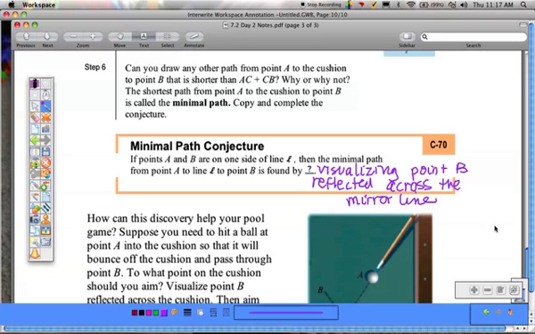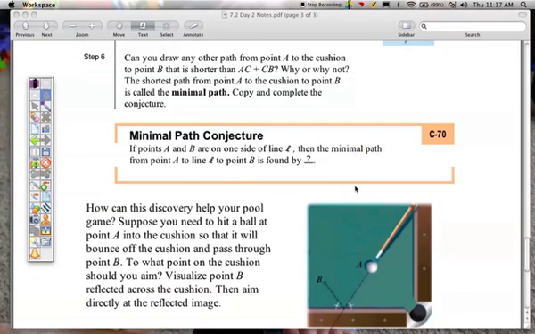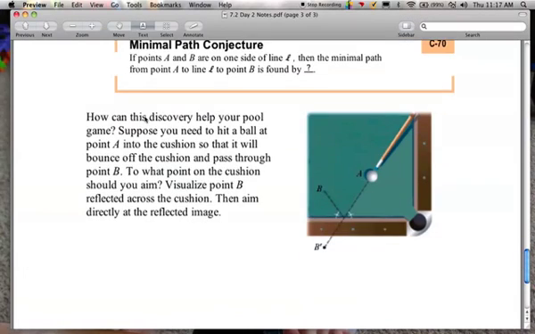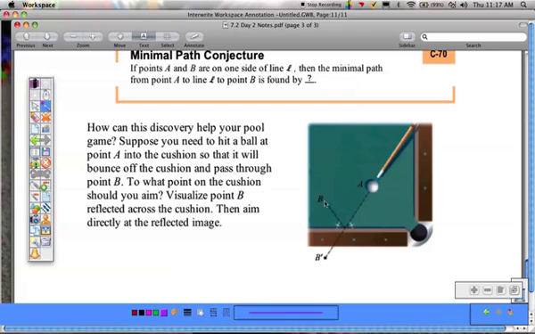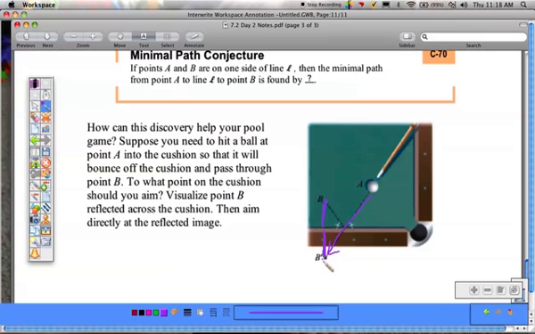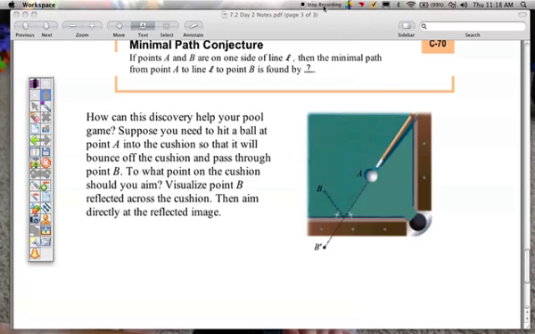Okay, so then it says, how can this discovery help your pool game? Well, in order to hit this right here, you just have to imagine B is reflected across your cushion. So imagine this distance reflected across the line and aim for that point right there. All right, so your assignment deals with this concept right here of this minimal path conjecture where you imagine reflecting your point and aiming for that reflected point. So you can try that, and we'll go over questions tomorrow.